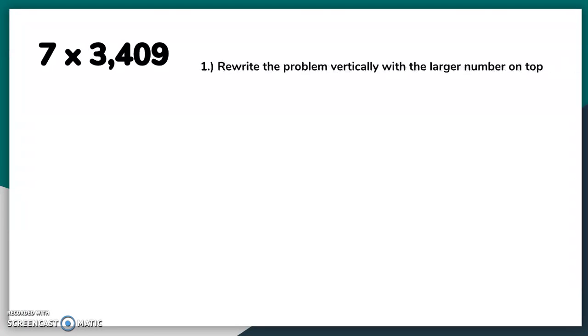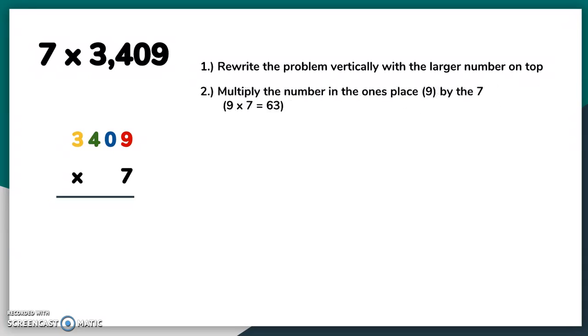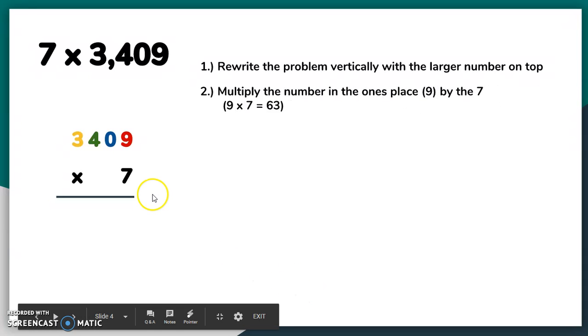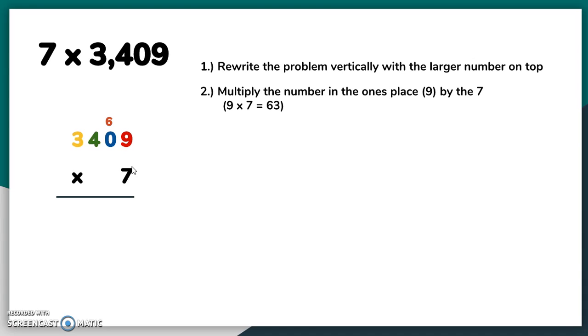Okay, so if we were to do this example step by step, the problem is 7 times 3,409. The first thing I'm going to want to do, remember, is to write the problem vertically with the larger number on top. So I would rewrite the problem so it looks like this. 3,409 on top of the 7. The second thing I want to do is multiply the number in the ones place by the 7. In this case, it's a 9. 9 times 7 is 63. So I write the 6 on the top and the 3 underneath. I have to carry the 6 over.